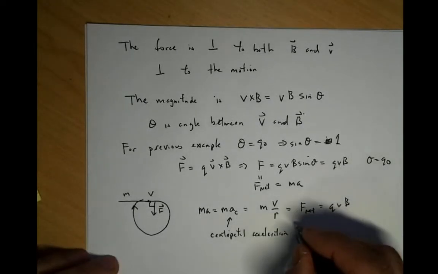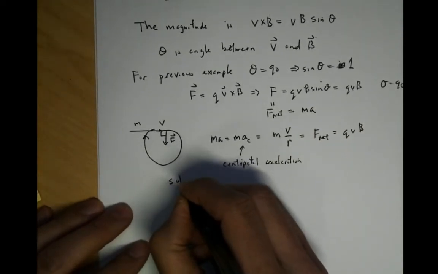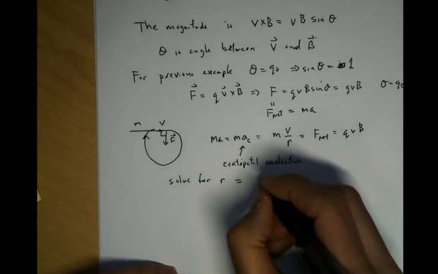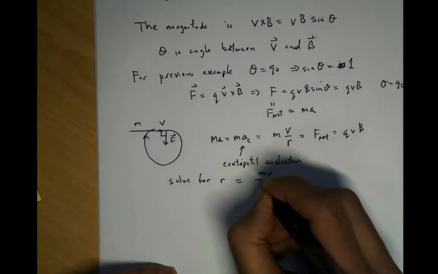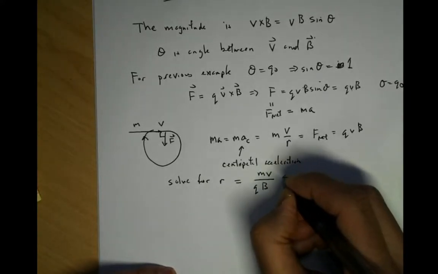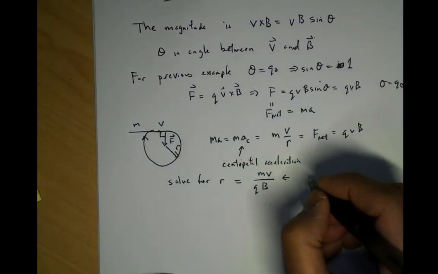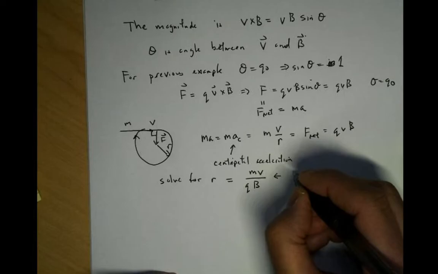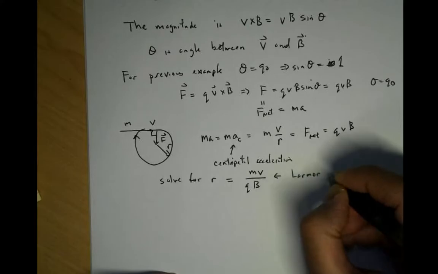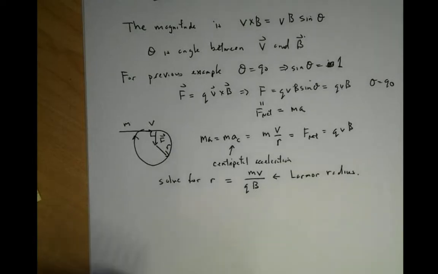And so basically what this implies, you solve for r, gives you mv divided by qB, right? And so this is the radius of that circle that it moves in. And this has a special name associated. It's called the Larmor radius. All right.